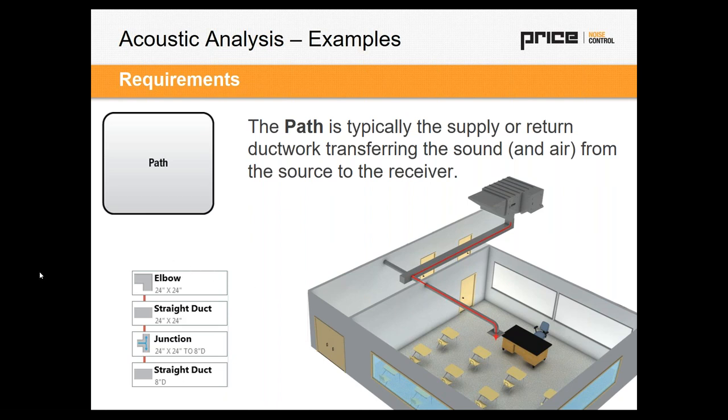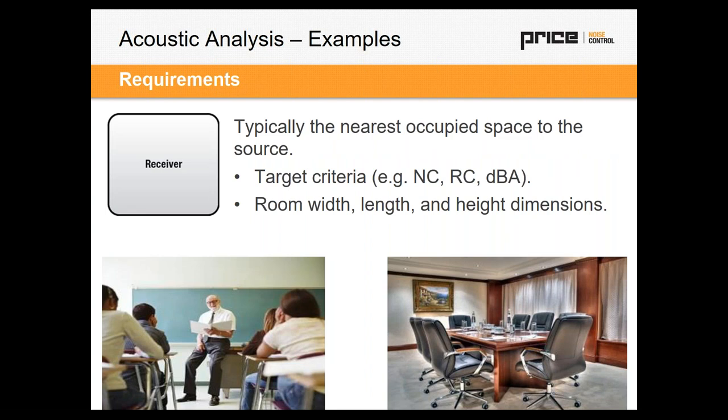And this is another example of how you might see another path relevant to HVAC acoustics. The receiver is going to set your target criteria, right? A classroom is going to have a different criteria than a gym, and a meeting room is going to have slightly different criteria than a classroom, right? NC30 versus NC35, for example. We're going to need dimensions of that, so width, length, and height, because we need to know the volume to perform the receiver deduction calculations.